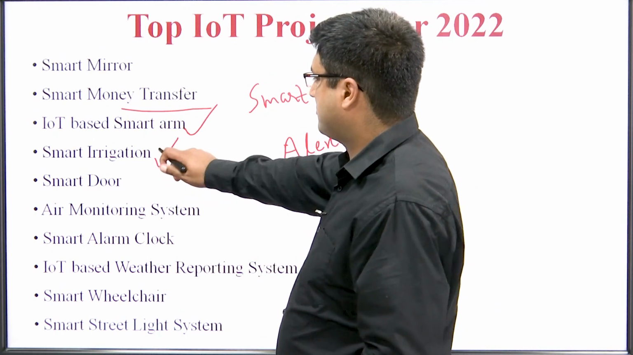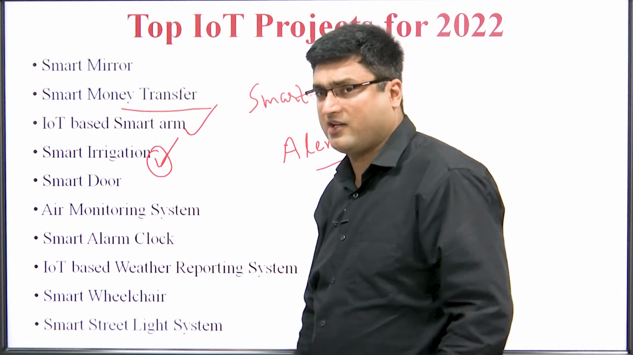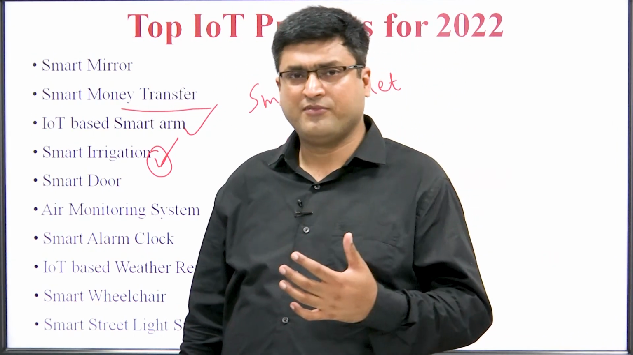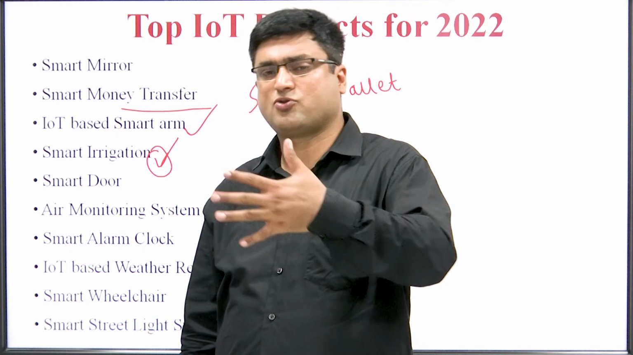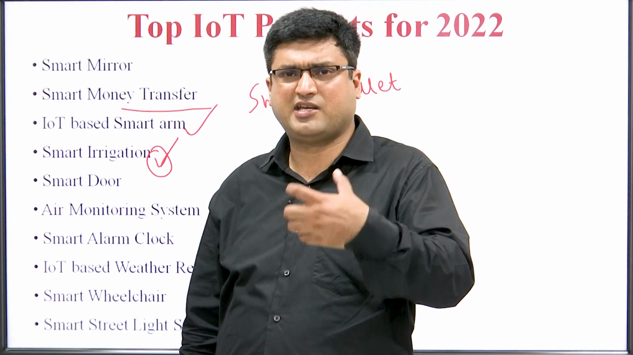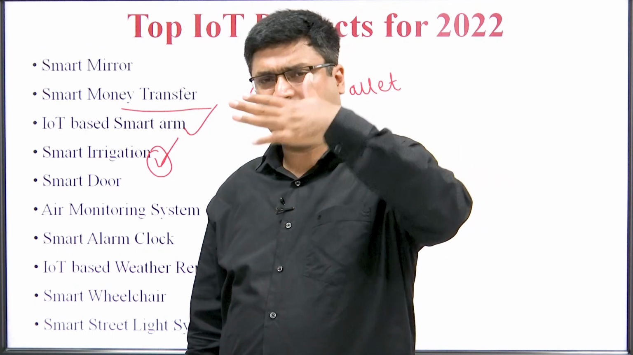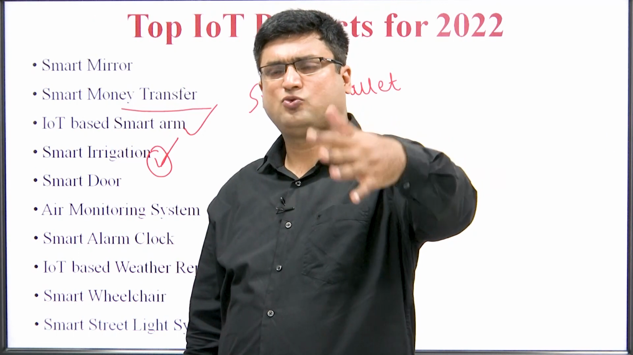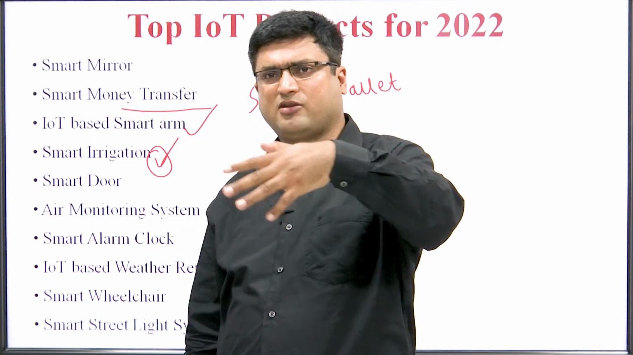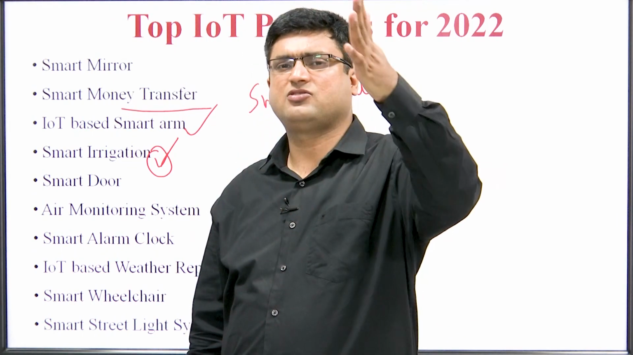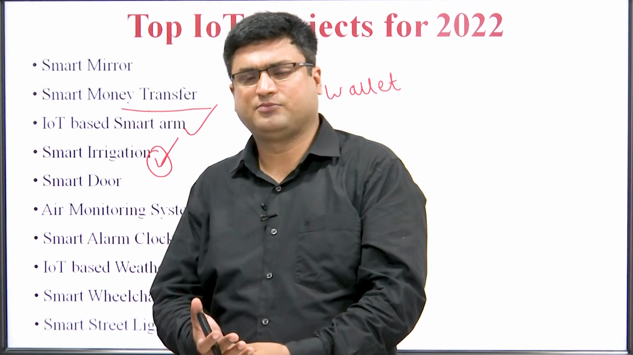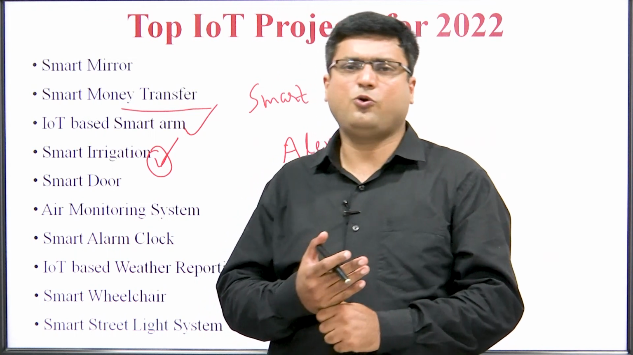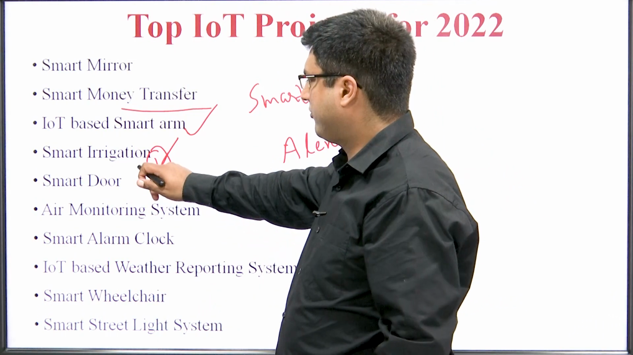After that, the smart irrigation system. Why is it called smart irrigation? Smart irrigation means that you can enhance the crop production, enhance the crop yield, and provide smarter solutions to the farmer. You can employ many types of sensors in the field, monitor the environment data, and provide that data to the farmers. Through data processing and data acquisition, you can enhance the crop yield. So this is a top IoT project.